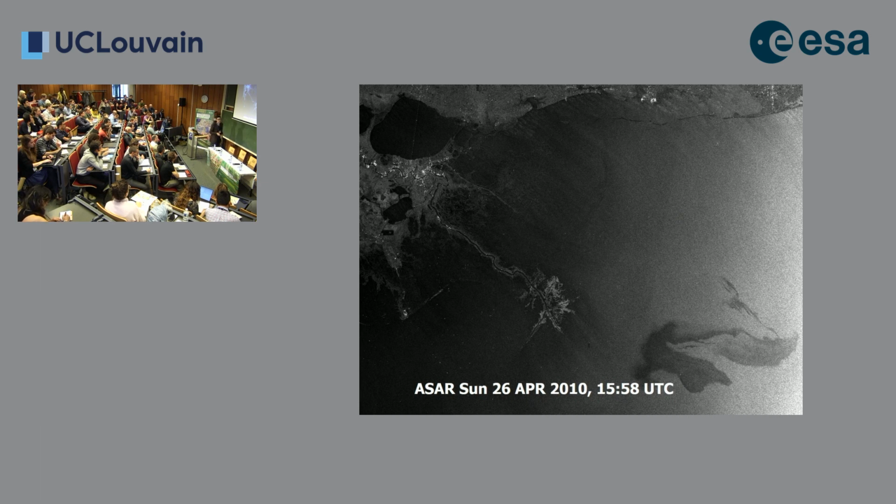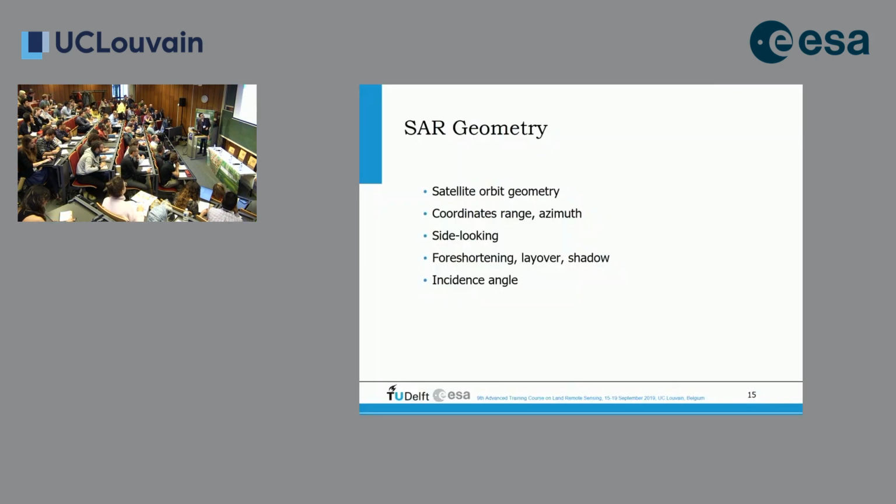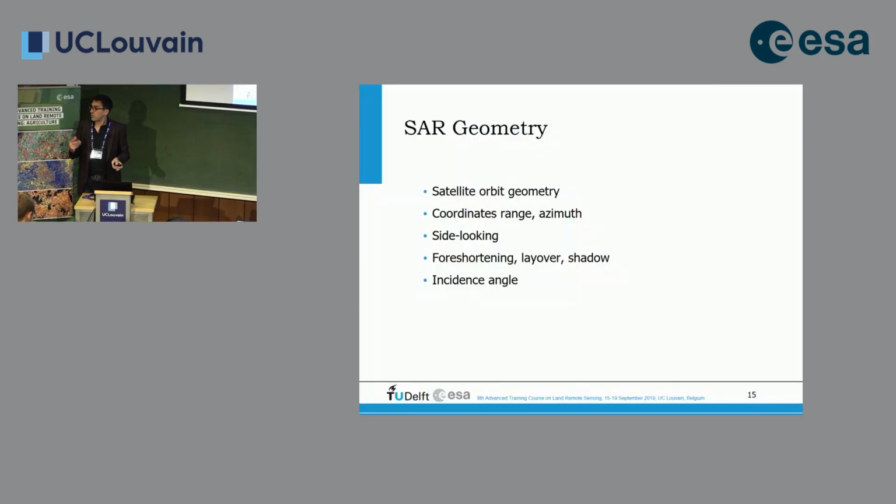Now, back to the oil. This smoothes it out, and this is why it is darker. We'll look at a couple of other images a little bit later. So now we already started with this geometry, the side-looking geometry. Let's look at a couple of more examples.